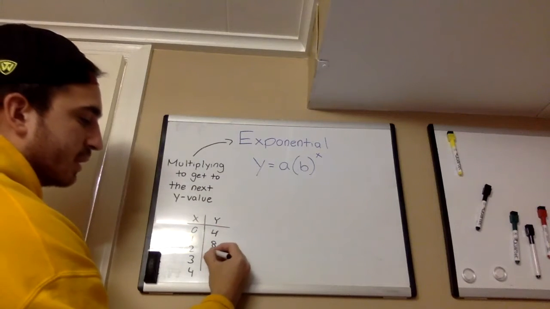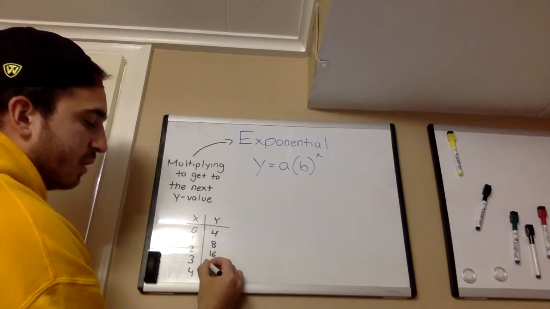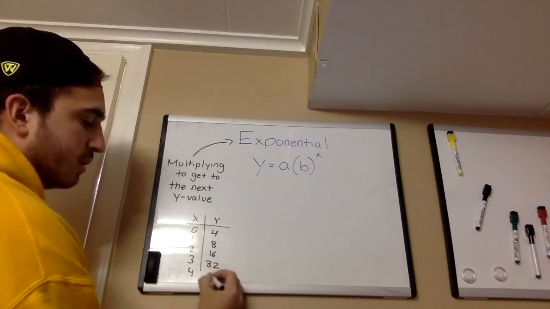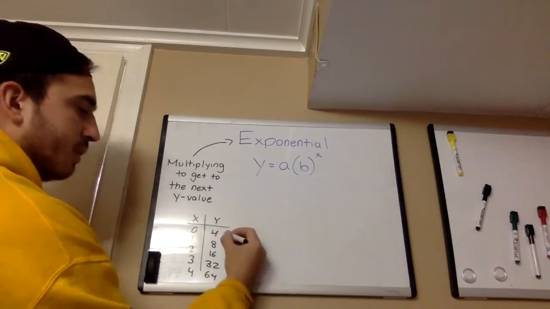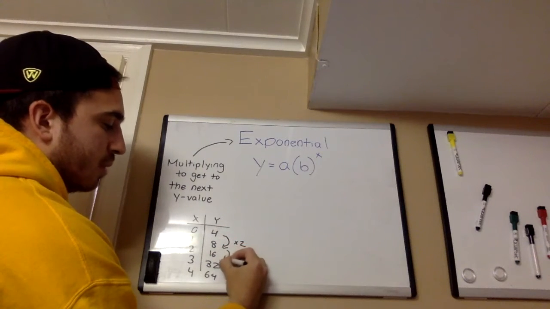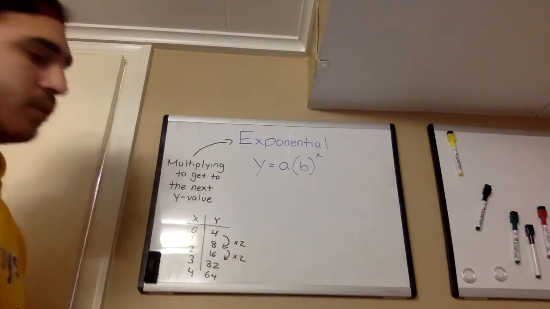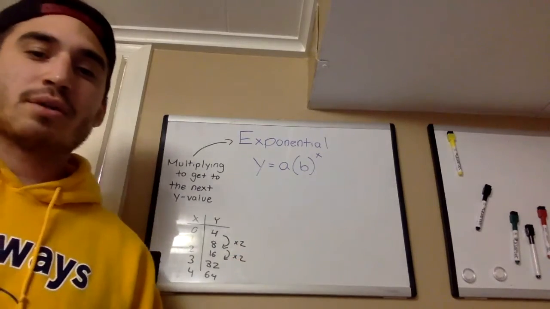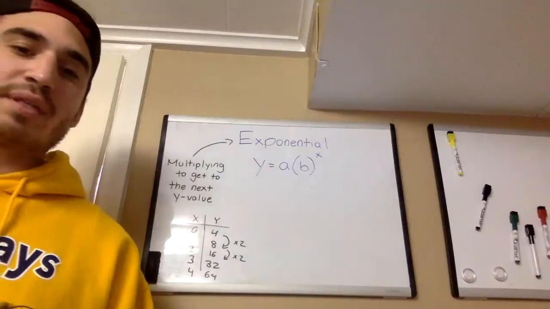8 times 2 would be 16. 16 times 2 would be 32. 32 times 2 would be 64. So each time, your next y value is being multiplied by 2. So that's how you know if something is exponential or not, is that it's being multiplied every single time.